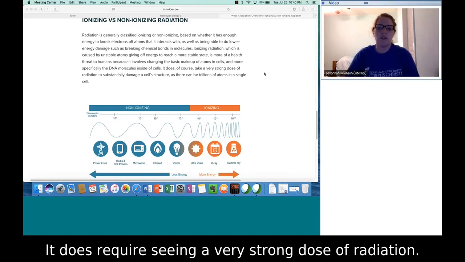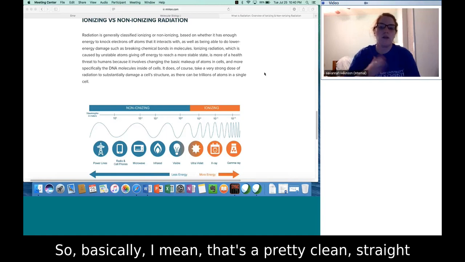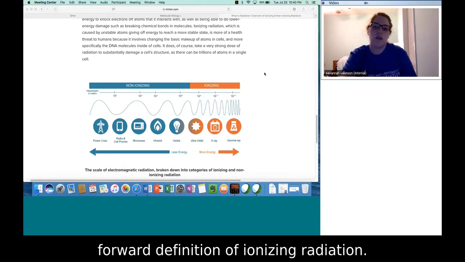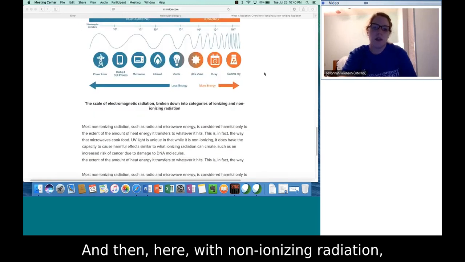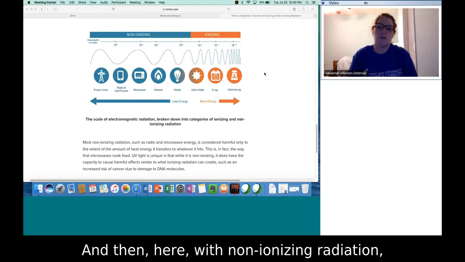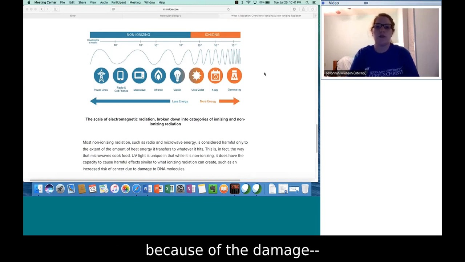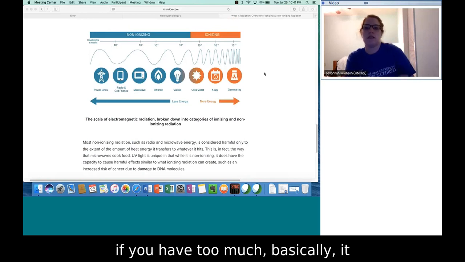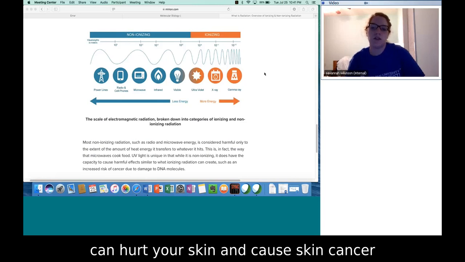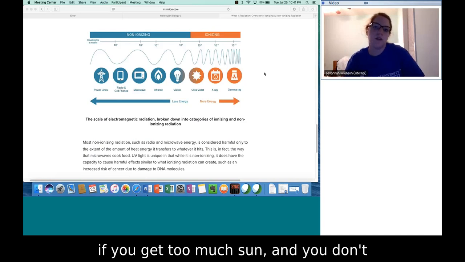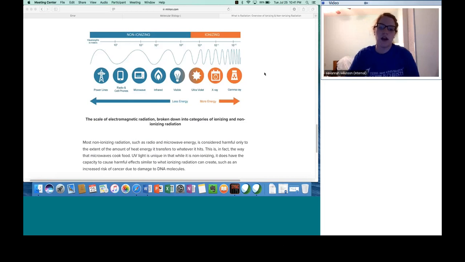It does, of course, take a very strong dose of radiation. Okay, so that's a pretty straightforward definition of ionizing radiation. But with non-ionizing radiation, sometimes people misconstrue UV light for ionizing radiation because of the damage. If you have too much, it can hurt your skin and cause skin cancer, if you get too much sun and you don't wear sunscreen, all that.